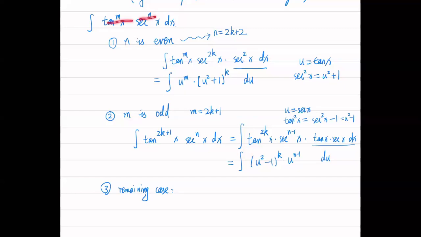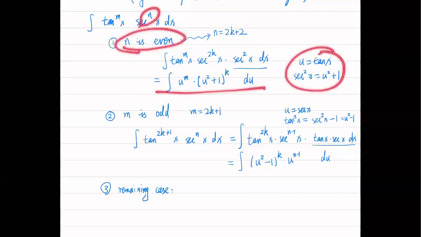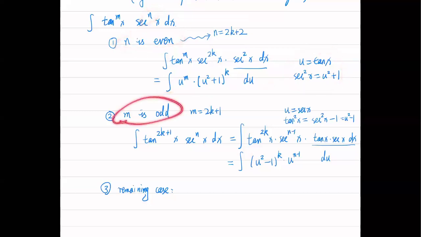All integers. Now we deal with even n. We also know when this is odd. What's the remaining case? They're both even. Not okay, so this is slightly different. If n is even, whenever n is even, we use this substitution, we convert it, we know how to integrate. Whenever m is odd, we know how to integrate. Okay, now what's the remaining case?